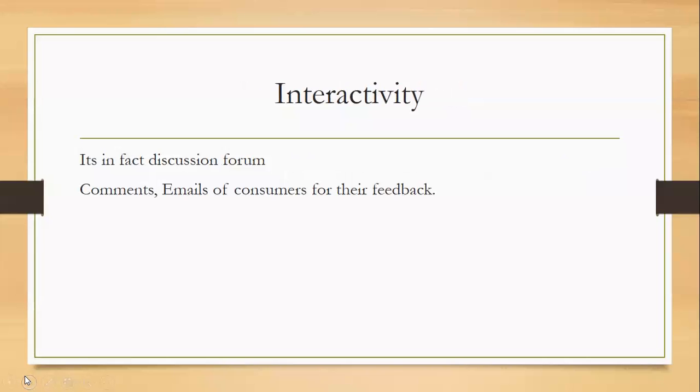Then we have interactivity. It's in fact discussion forums, comments, emails, and consumer feedback. You might have checked different websites. You always find comment sections, or you may have contacts where you find emails. You can interact with the organizations, or you may also make comments for other people and sensitize people. The organizations do check and analyze the consumer comments and develop their products accordingly. Feedback is very important for the business side of things.